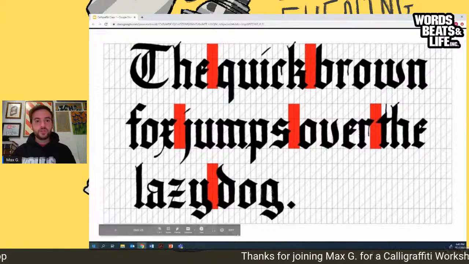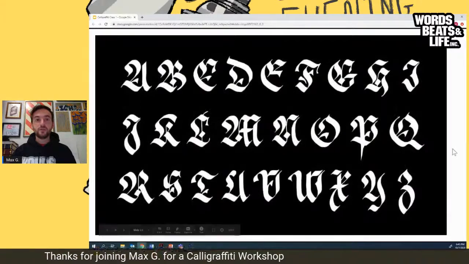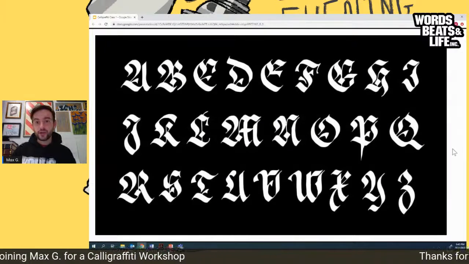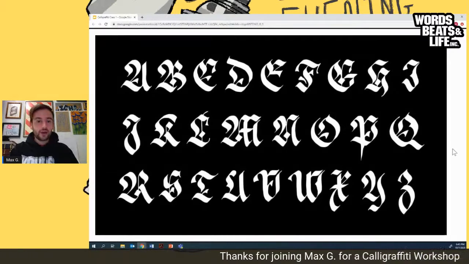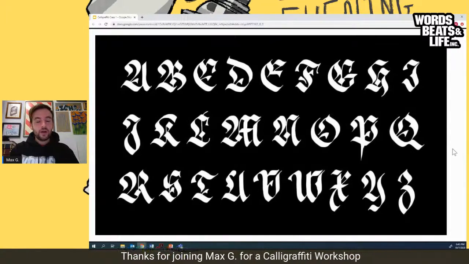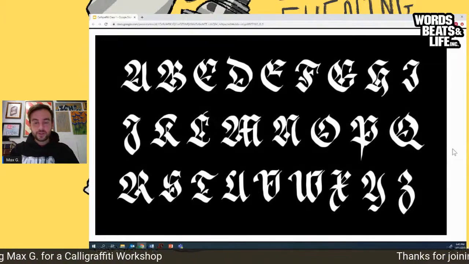Going to the next, I do want to show, because I haven't showed too many of these, examples of the uppercase alphabets of black letter. So this is a fraktur uppercase alphabet, fraktur being a type of black letter. Once again, I highly recommend practicing lowercase first.